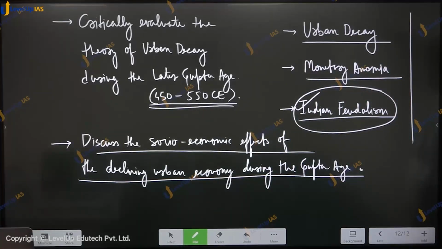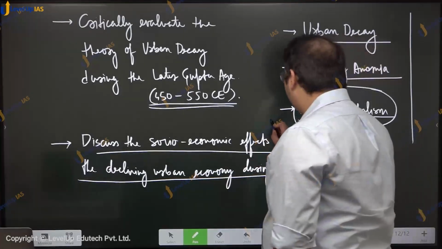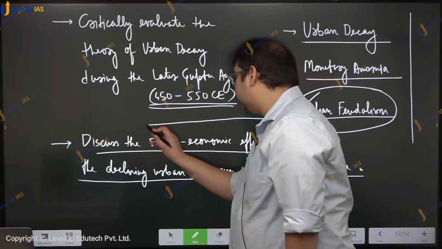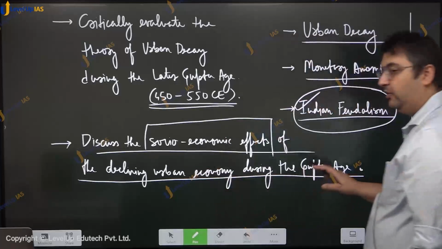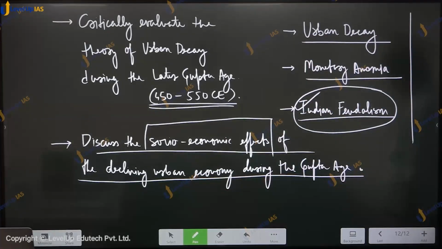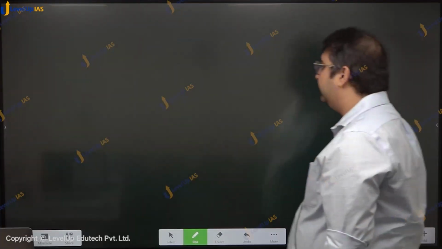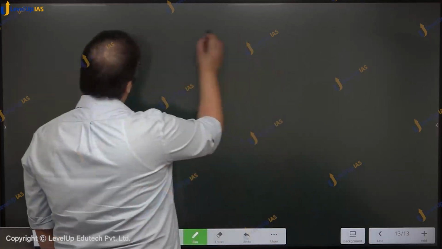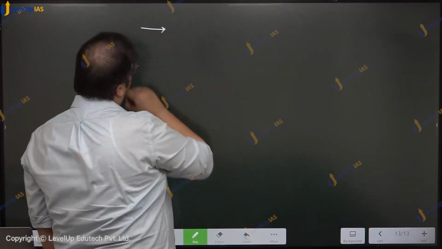What do we have to do over here? यहाँ पे भी इसको डिबेट के फॉर्म में प्रेजेंट करना है? No, we simply need to discuss the socio-economic effects of the phenomena of urban decay during the Gupta age. So we simply need to magnify the arguments that have been made by RS Sharma. क्या बोल सकते हैं, किस तरह के सोशियो इकोनॉमिक इफेक्ट्स हुए इसके?